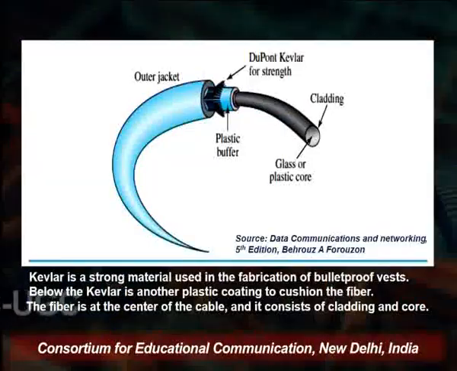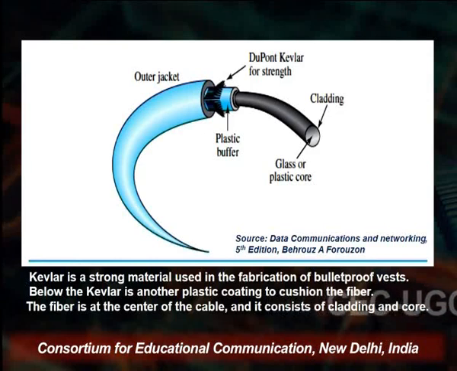So if you look at this, it shows us the structure of an optical fiber, and we can see that there is an inner glass core on which there is a cladding. The cladding of course is of glass or plastic only, and then there is a coating of Kevlar for strength. Kevlar is basically a material which is used for making bulletproof jackets, etc. It's a very strong material, right.